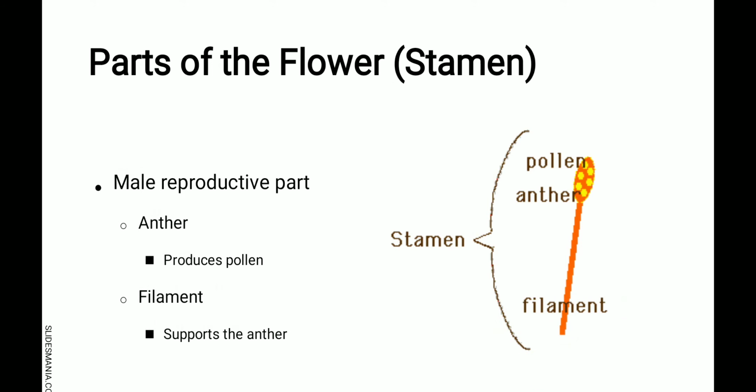Next po is the male reproductive part. So we have anther and we have a filament. So anther produces pollen. So as you can see here, the yellow one, that's the pollen, no? So while the filament, this supports the anther. It supports the anther.